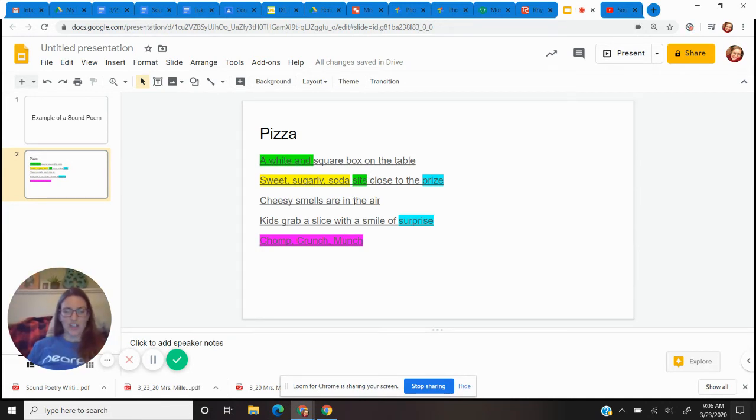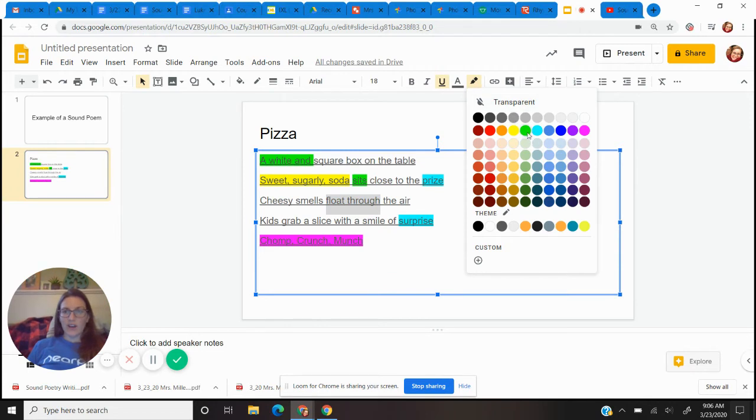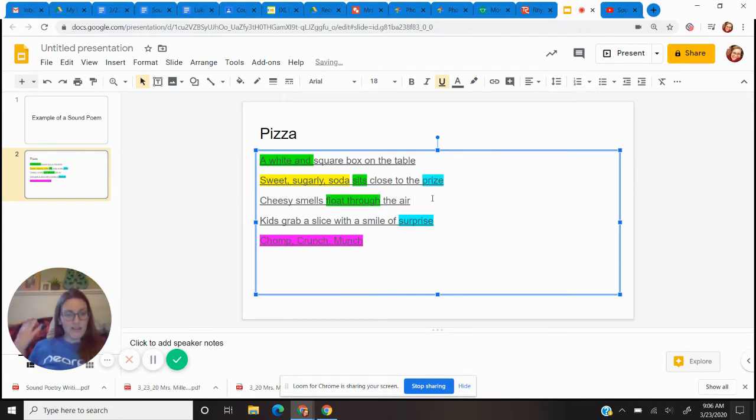I think that we could describe what that's like, especially if I have an experience of smell being all around me when I'm close to that smelly food. So I'm going to say, "Cheesy smells float through the air," because it just gives the reader a better description that the smell of the pizza is all around.